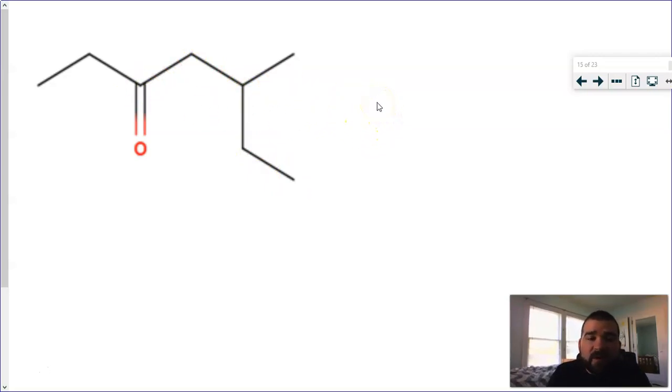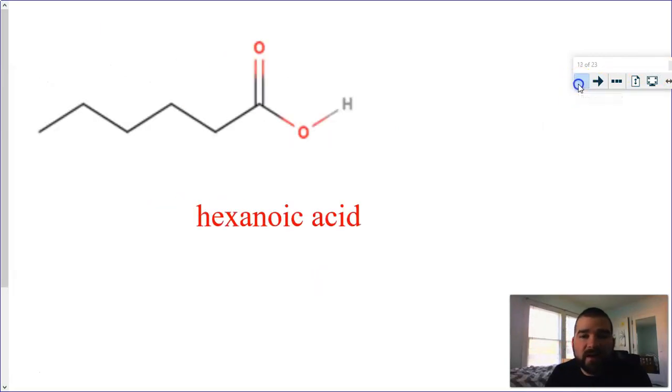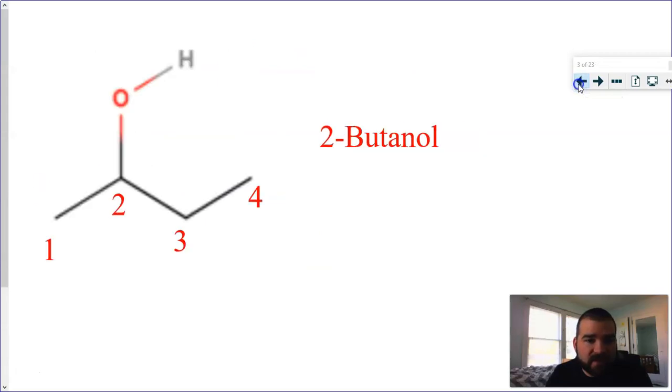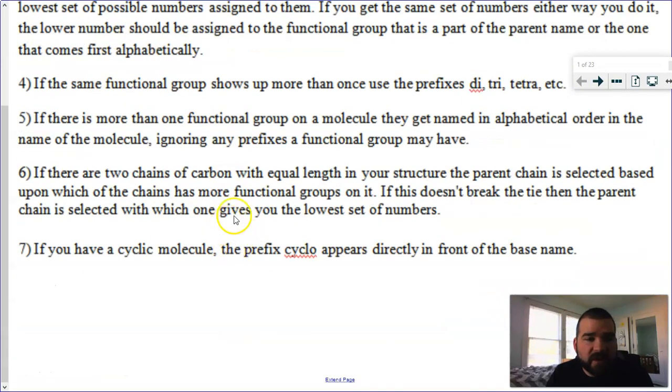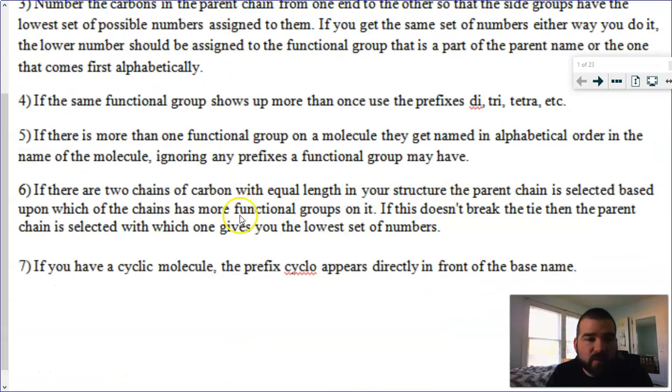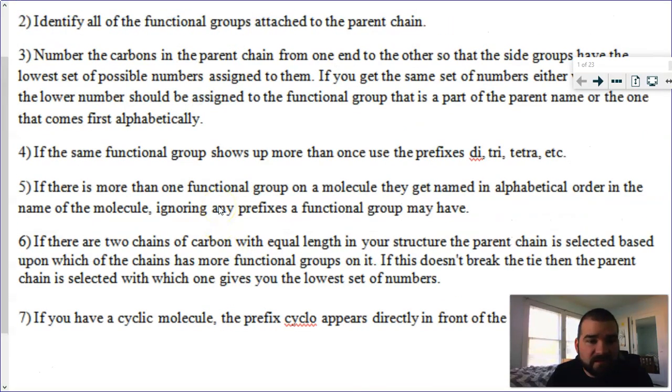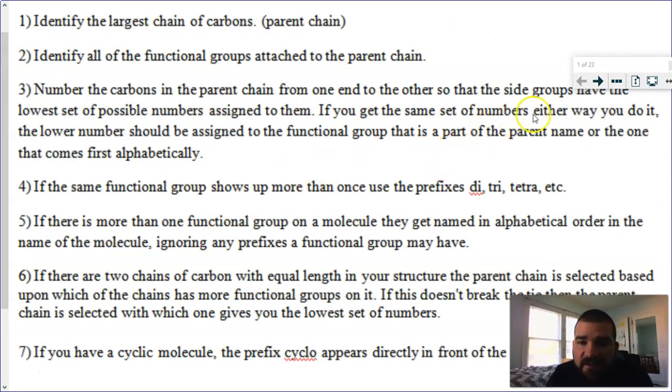So now we want to go in alphabetical order. So we have a methyl group and we have a ketone group. So we want to number, oh, I'm sorry, I think I'm saying the wrong tiebreaker for this one, my bad. So we want to number it so that the parent, well, let's see if we can find it. So if you get the same set of numbers, either way you do it, the lower number should be assigned to the functional group that is part of the parent name, or the one that comes first alphabetically.